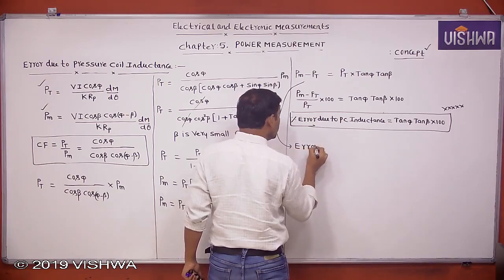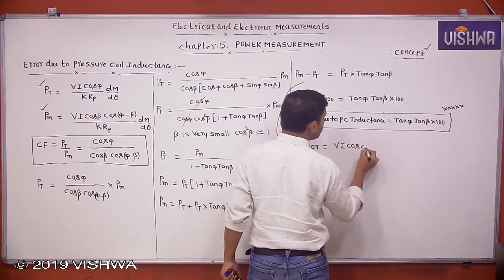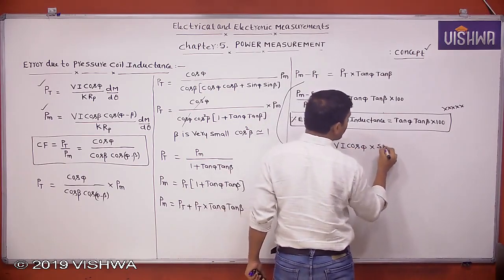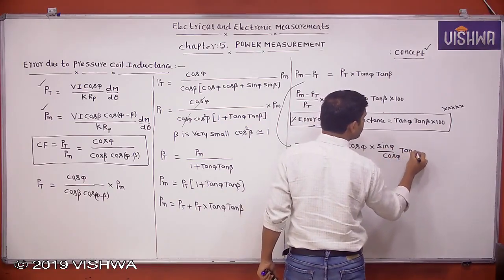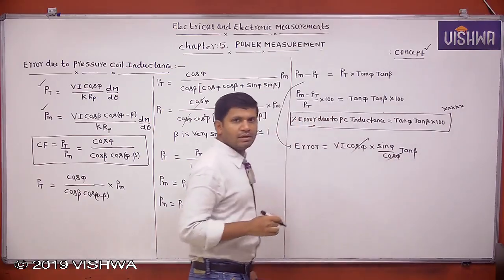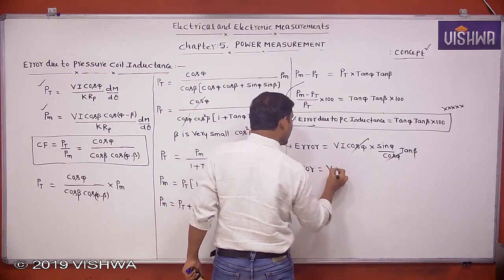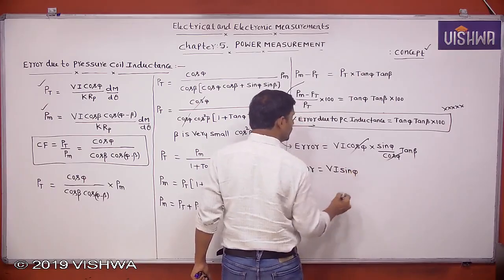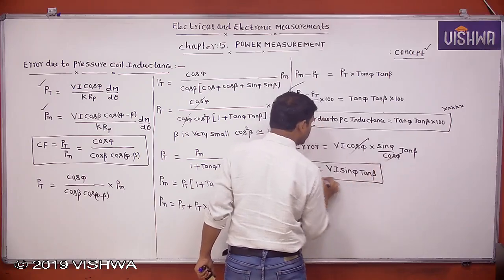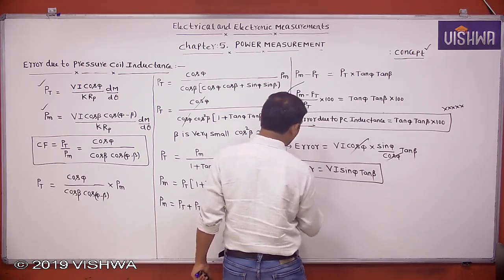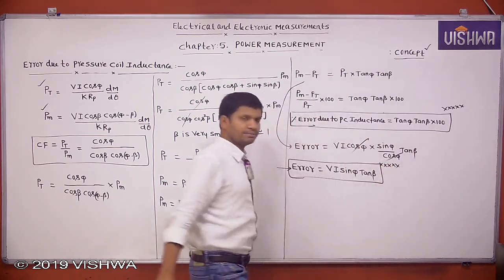Therefore error equals, how to write true power? VI cos φ into tan φ, I am writing sin φ by cos φ, into tan β. Okay, cos φ cancels. Then what is the error due to pressure coil inductance? That is VI sin φ into tan β. This is one more formula that you remember. This is the error due to pressure coil inductance. Okay, this is the percentage error, this is the error.